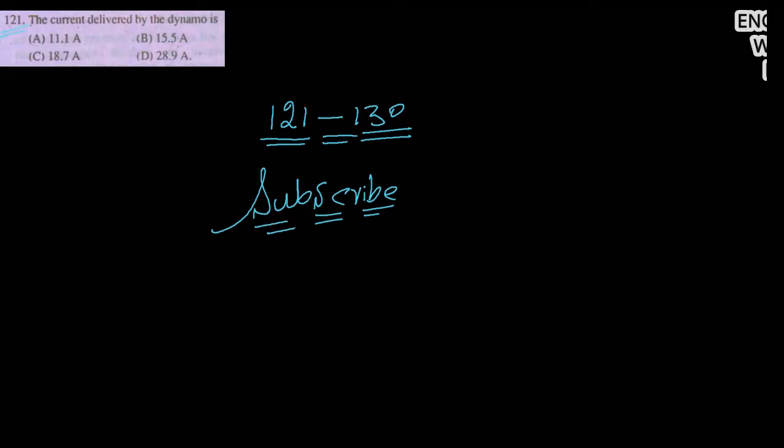So let's start from the first MCQ, which is MCQ number 121. The current delivered by the dynamo is 11.1 ampere, 15.5 ampere, 18.7 ampere, 28.9 ampere.